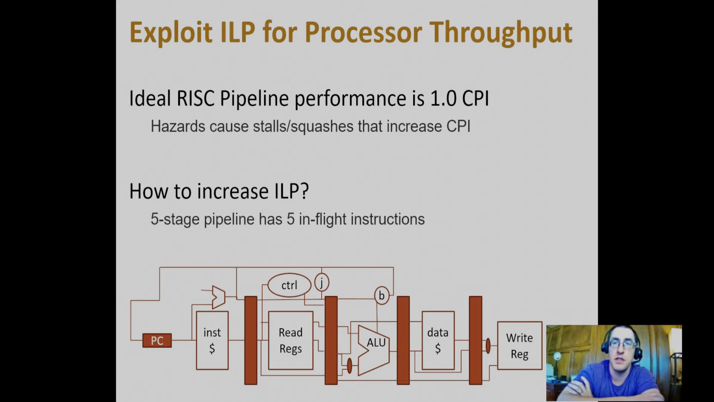Our ideal CPI for a pipeline is one cycle per instruction. Of course, we know that's impossible to achieve, but we can approach it by keeping the pipeline full as much as possible. It's impossible to achieve because you never start with a full pipeline. A 5-stage pipeline is taking advantage of parallelism. There are 5 in-flight instructions in a full pipeline in parallel. You're marching in order down this pipeline.